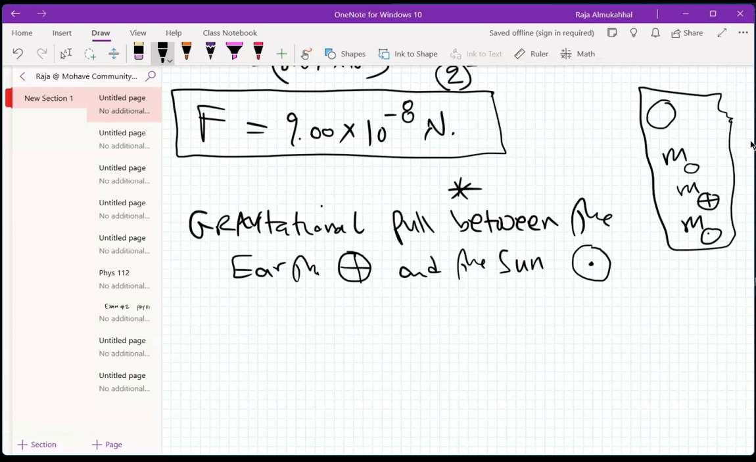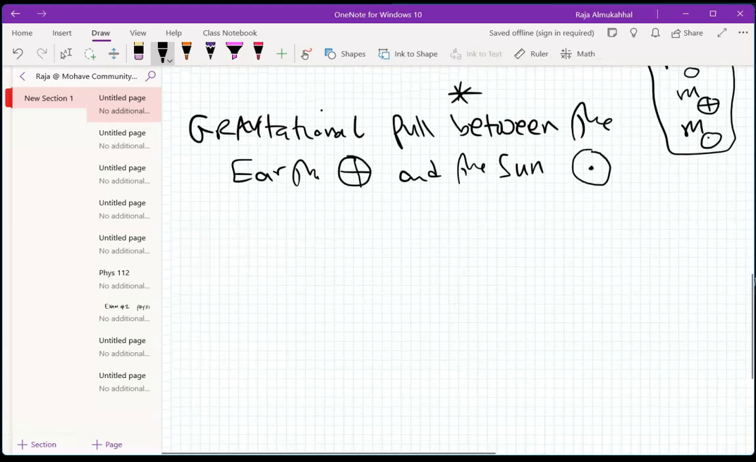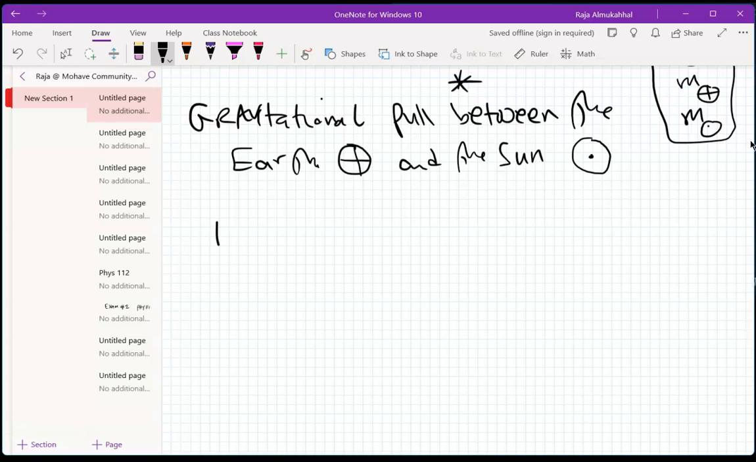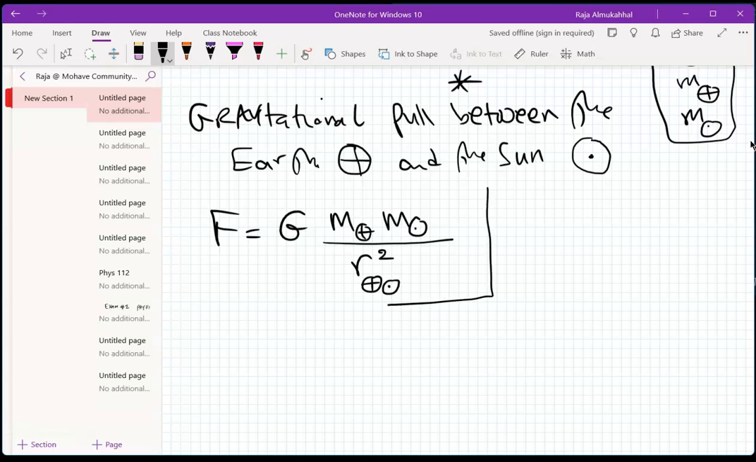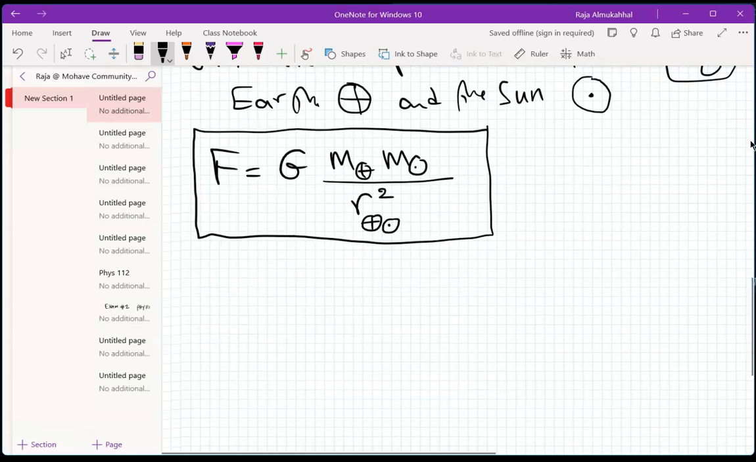So if I put in my formula, the force is equal to G, M for Earth, M for the Sun, divided by the distance between the Earth and the Sun squared, right? That's basically the formula we're going to use. I want to show you how big the number is and how significant this force F is at the astronomical level. So what I need now is data. I need the mass of the Earth, the mass of the Sun, and the distance between the Earth and the Sun.